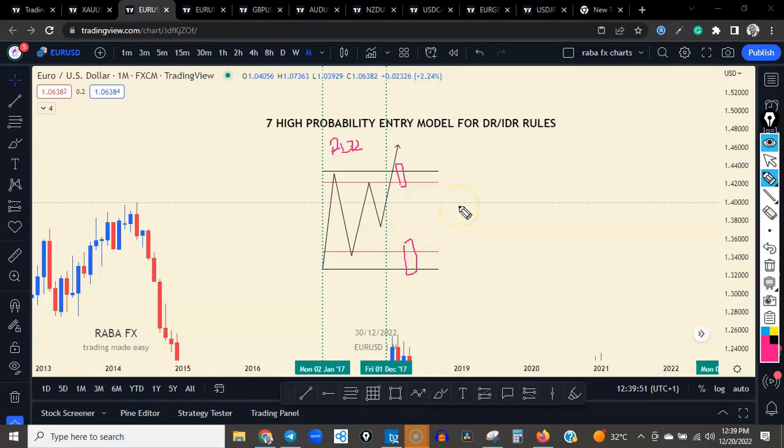Now the question is this: how can you enter or use this technique or strategy? Are you just going to enter once it closes above, with a stop loss below, or are you going to just place your stop loss randomly on the chart? Or are you just going to buy at any level, for example? In this video, I will address that. I will address the 7i probability entry model that I use in combination with some of the ICT concepts.